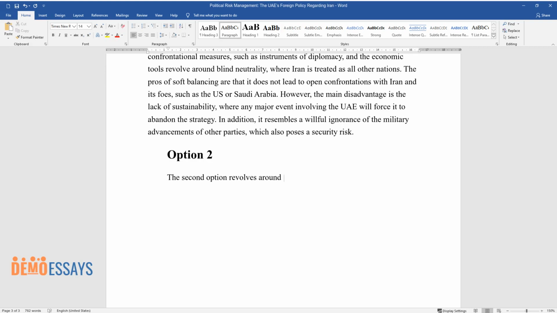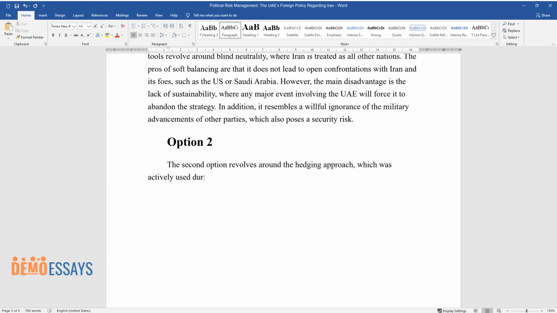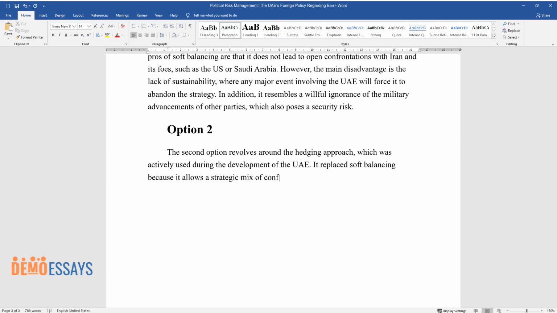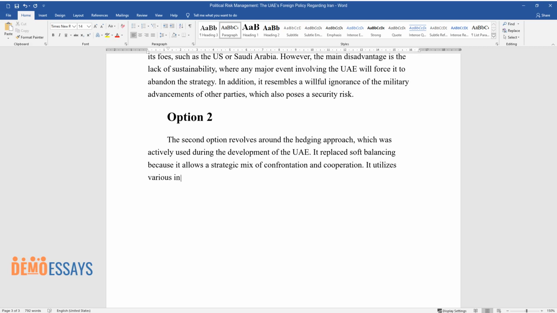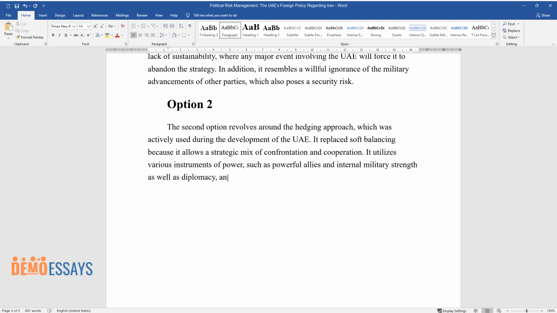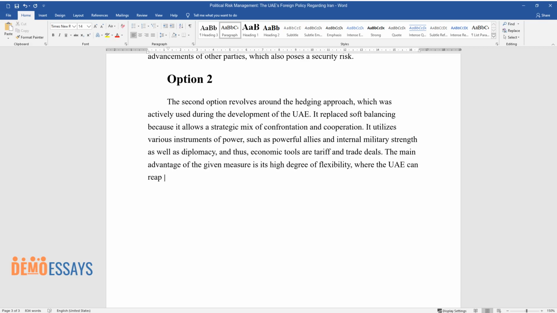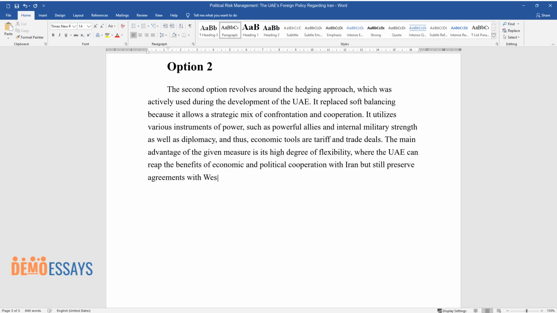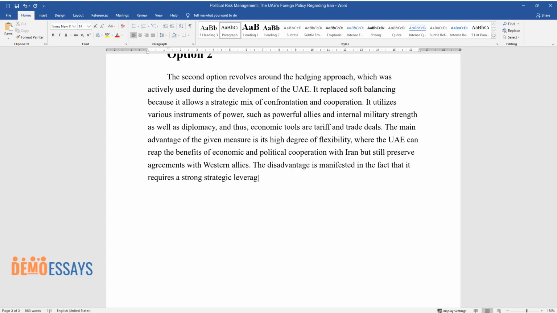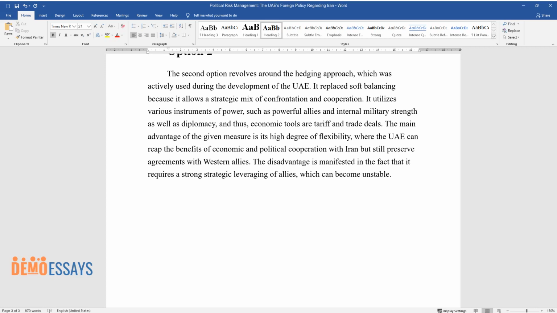Option 2. The second option revolves around the hedging approach, which was actively used during the development of the UAE. It replaced soft balancing because it allows a strategic mix of confrontation and cooperation. It utilizes various instruments of power, such as powerful allies and internal military strength as well as diplomacy, and thus, economic tools are tariff and trade deals. The main advantage of the given measure is its high degree of flexibility, where the UAE can reap the benefits of economic and political cooperation with Iran but still preserve agreements with Western allies. The disadvantage is manifested in the fact that it requires a strong strategic leveraging of allies, which can become unstable.